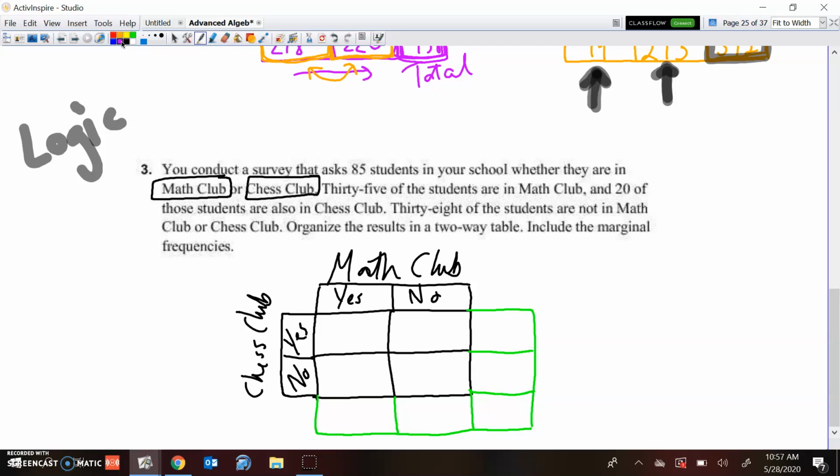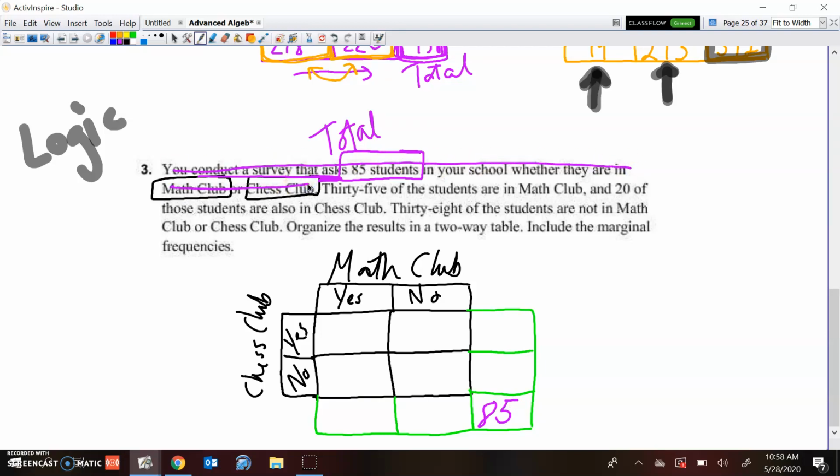You conduct a survey that asks 85 students in your school whether they're in one of those clubs. So 85 students, think about what does that mean? Not 85 said they're in math, or not 85 said they're in chess. You conduct a survey that asks 85 students. That means this is my total number of people that were asked. So I'm going to put 85 here. Okay, all right, now we check off all of that.